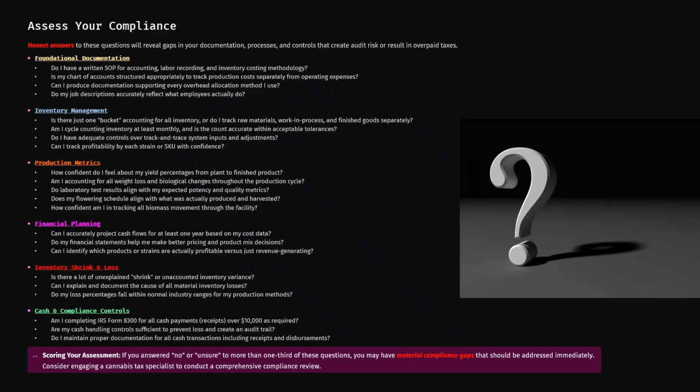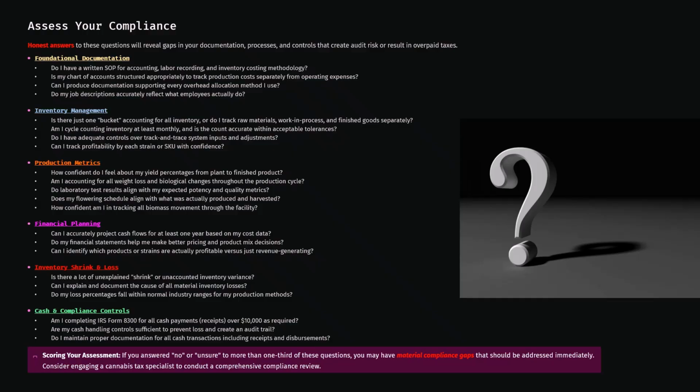So you need to build controls and review logs regularly. Can I track profitability by each strain or SKU? You should know which strains are moneymakers and which ones are just pretty pictures on Instagram. Without a product level P&L statement, you're not managing, you're reacting.